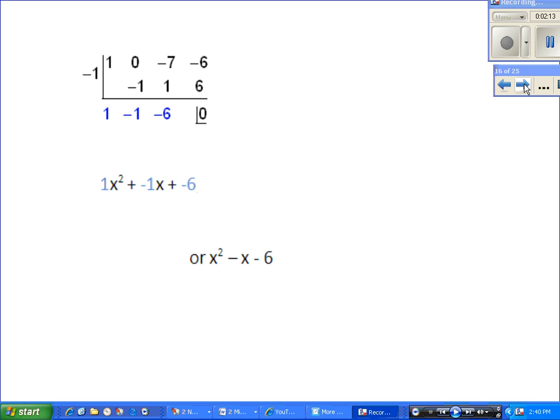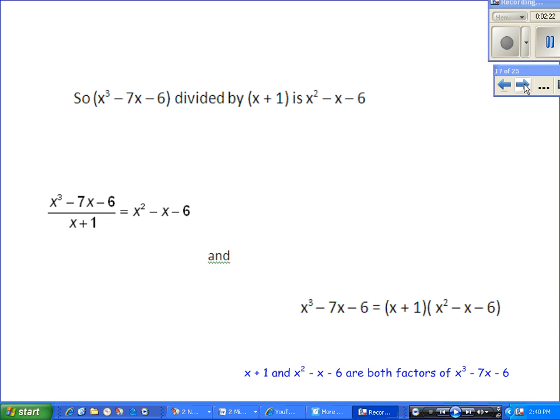1x squared plus negative 1x plus negative 6, or we can think of it as x squared subtract x subtract 6. So what does this all mean? x cubed subtract 7x subtract 6 divided by x plus 1 will give us the result x squared subtract x subtract 6. Written in a more algebraic format, the polynomial divided by x plus 1 has this result.